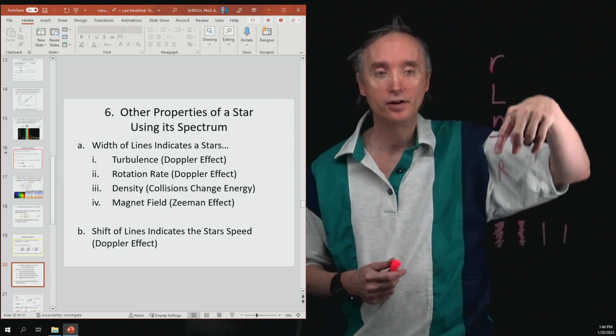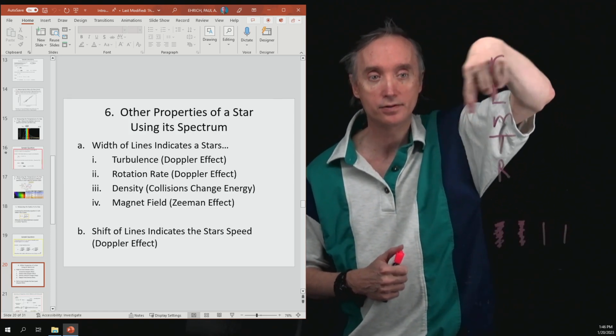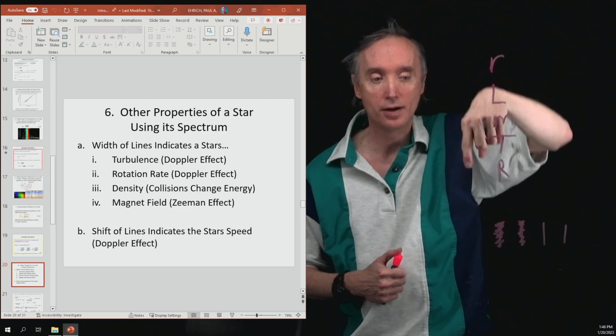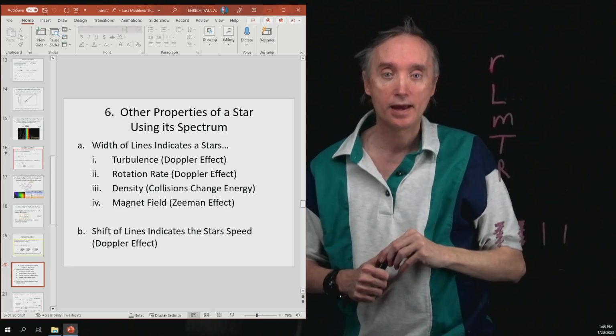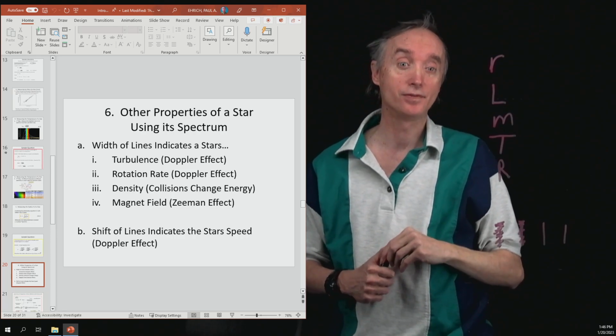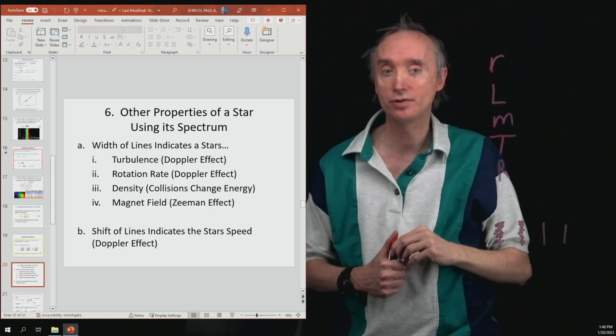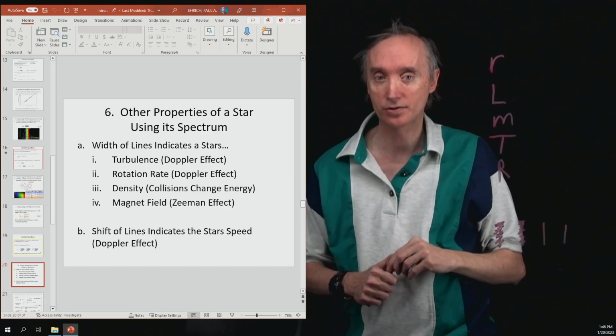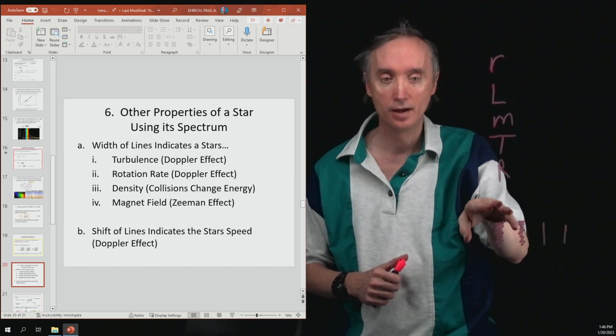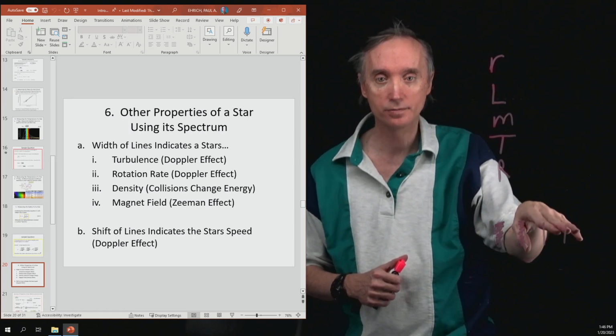We could also figure out the rotation rate of the star by looking at the width of those lines. And then you could also figure out the density of the star, and you could also determine the strength of the magnetic field of that star, all by just looking at the width of those lines.